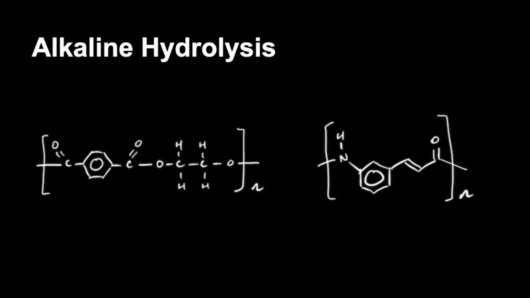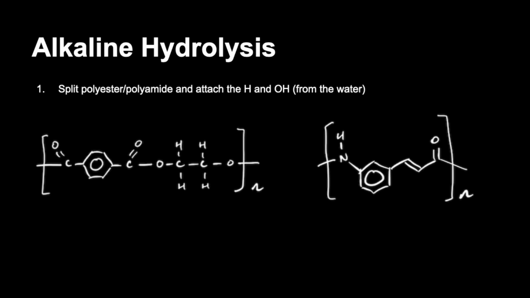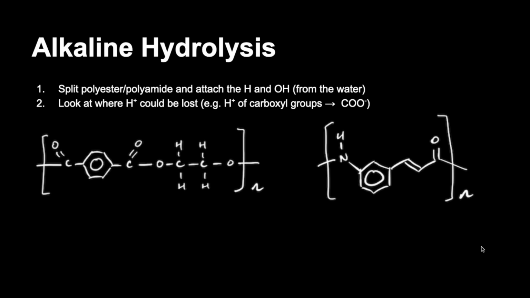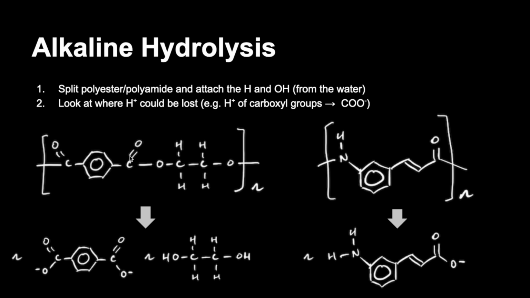And then if we move on to the alkaline hydrolysis, I'm deliberately using the same polymers so you can compare with the previous example. First thing's exactly the same, split the polyester or polyamide, attach the H and OH from the water molecule, and then secondly, look at where H plus could be lost from the products. Remember, it's alkaline hydrolysis, there's OH minus ions present that can accept H pluses. So in this case, it will be an H plus ion from a carboxyl group, and that's going to become, therefore, a COO minus group. So let's see what happens here. You can see the dicarboxylic acid that would originally form then becomes the dicarboxylate salt there.